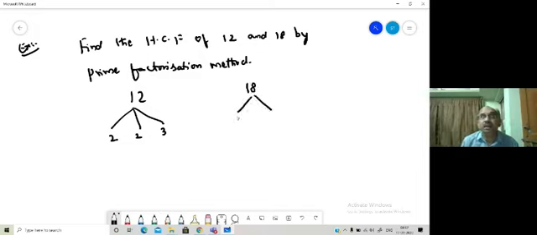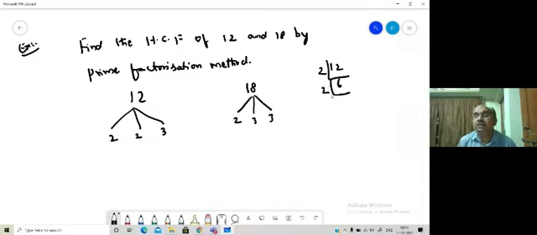For 18: 2 into 3 into 3. Otherwise you can find it like this also. See, 2 sixes are 12, and 2 threes are 6. So the factors of 12, I am writing here: 2 into 2 into 3.